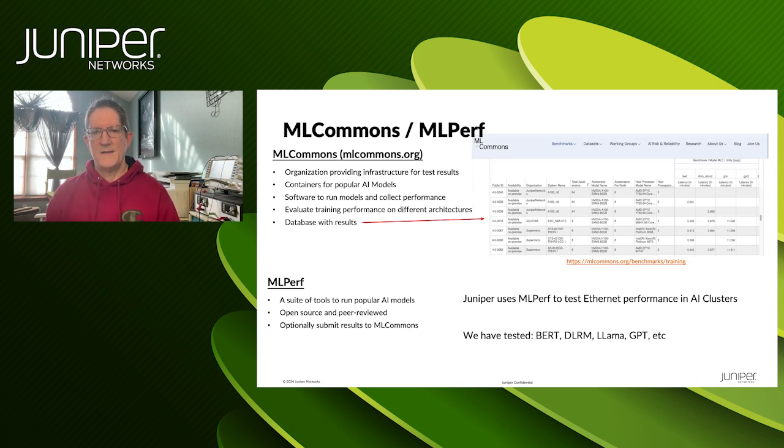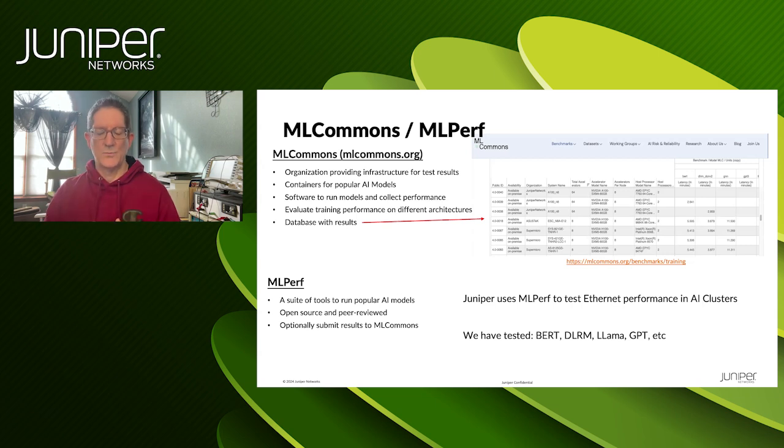And so they provide what's called MLPerf, and that's their AI training benchmark suite. This is software that you can download, and it makes it really easy to run popular AI models and compare results with others. I've got some Juniper ones on there, but you can see ASUS and Supermicro on there as well. They provide the containers, the software to run them, and to collect the performance. Depending on what your architecture is and your network, that's all included in what gets collected.